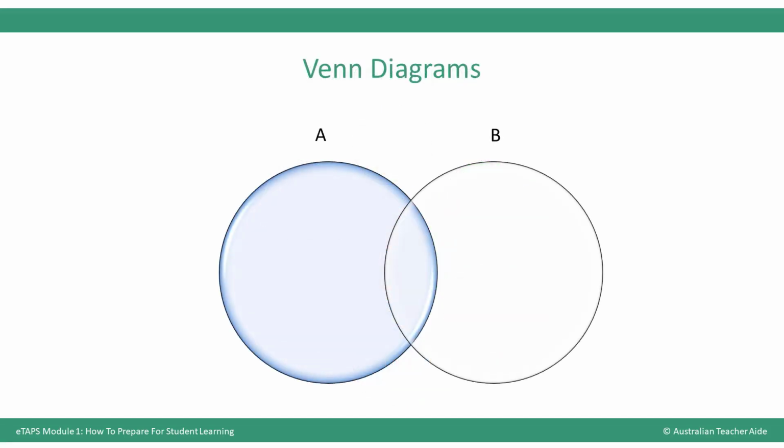Venn diagrams help students see relationships between sets, such as similarities and differences, and is thought to be a powerful strategy that can help students transfer their learning.